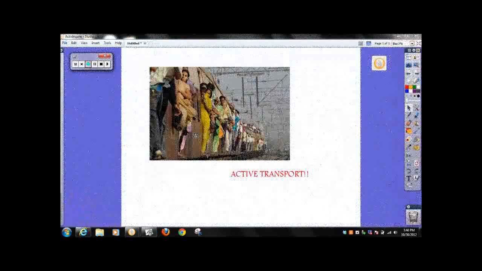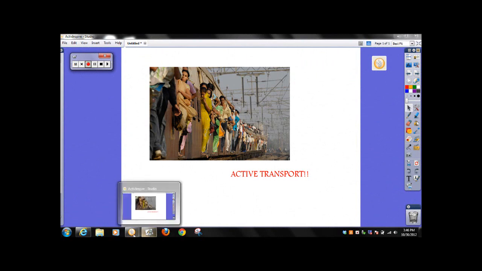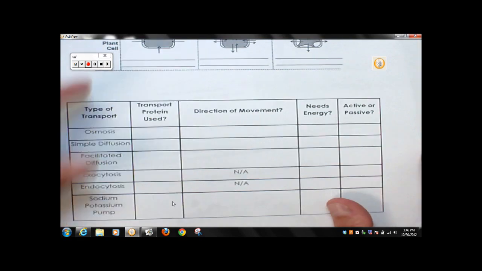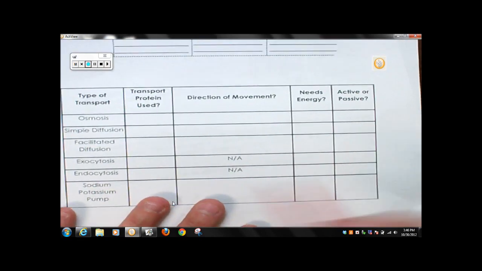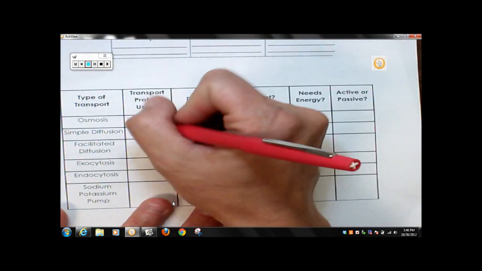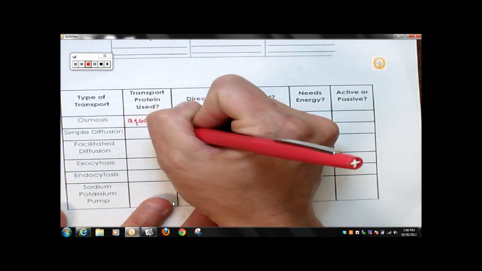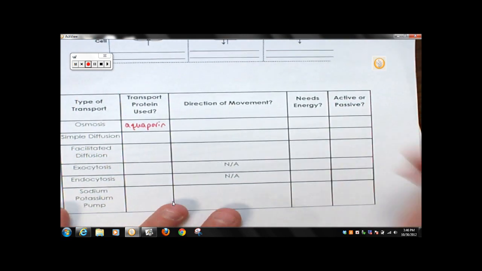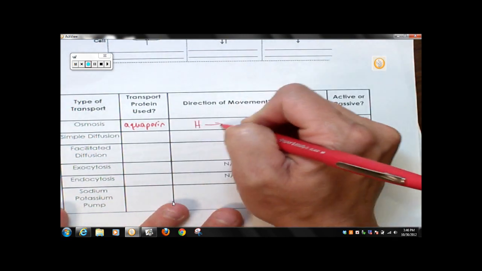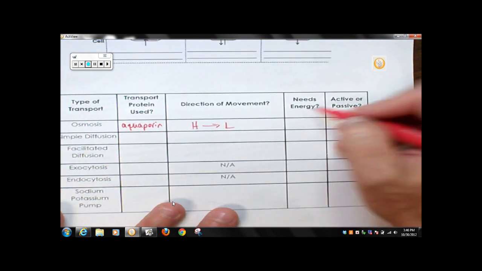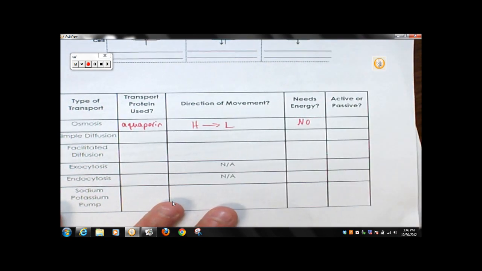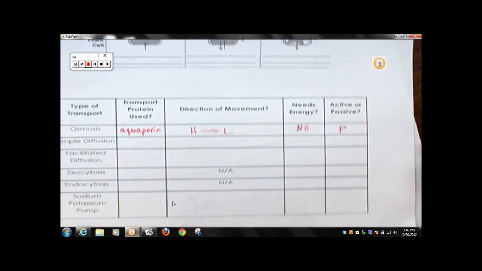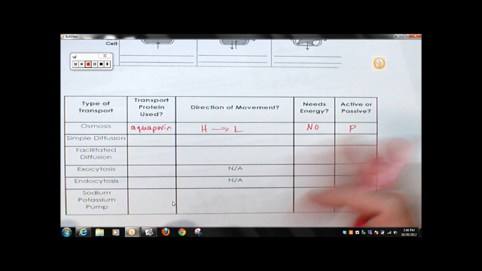Alright, so let's review this paper that you should have on your left-hand page in your notebook. So osmosis, does it require a protein? Yes. What's the name of that protein? An aquaporin. The molecules are going to move from high to low or low to high? High to low. Does it require energy? No. Is it active or passive? Passive. Okay, so you should be able to do this. Pause the Vimeo and go do this by yourself before I go through it.